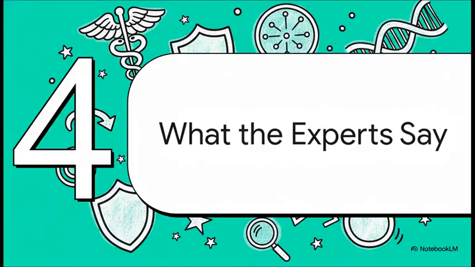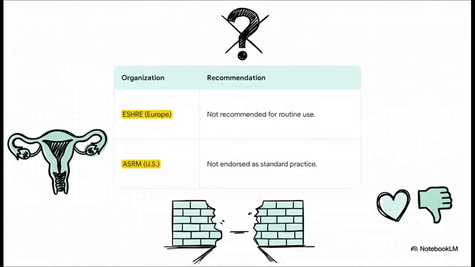So given all this new evidence, the official recommendations from the world's leading fertility organizations, well, they've become pretty darn clear. The big European society, ESHRE, flat out says these tests are not recommended for routine use, not even for patients with recurrent failures. And here in the US, the American Society for Reproductive Medicine, ASRM, doesn't endorse it as a standard of care. They say doctors need to tell patients that a clear benefit just hasn't been proven.